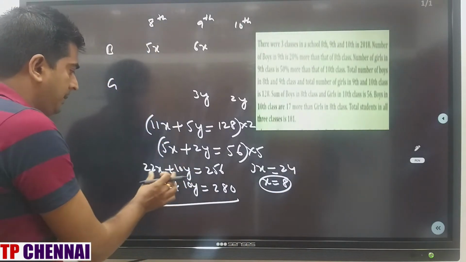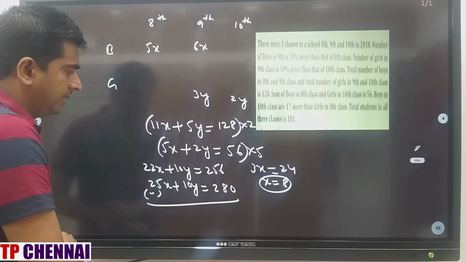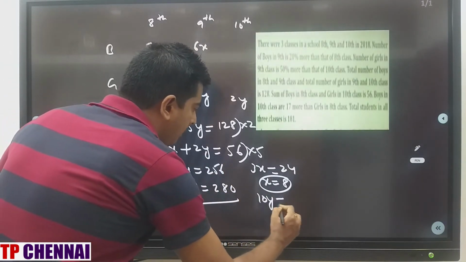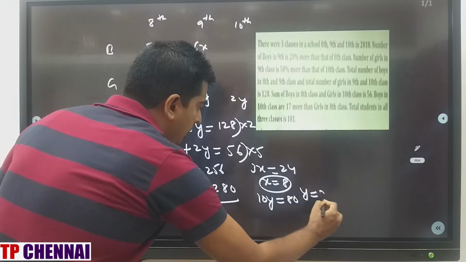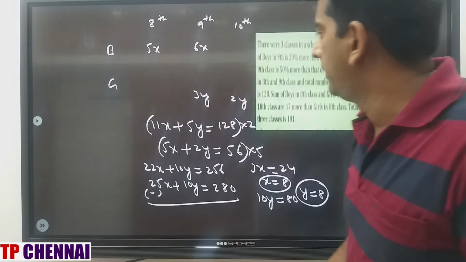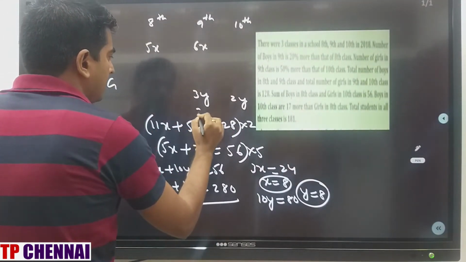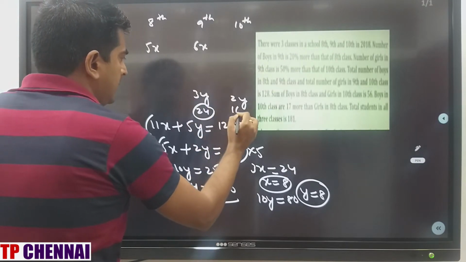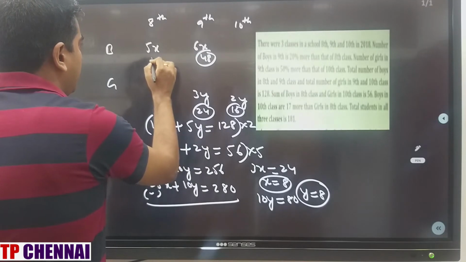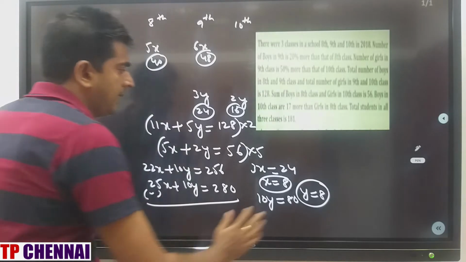Substitute here. 22 into 8 is how much? 176. So this will be how much? 80. 10y is equal to 80. So y is equal to 8. That means x is equal to 8 and y is equal to 8. Keep this value here. So this is 24. This is 16. This is 48 and this is 40. Right? 40. So now I am erasing this part here.